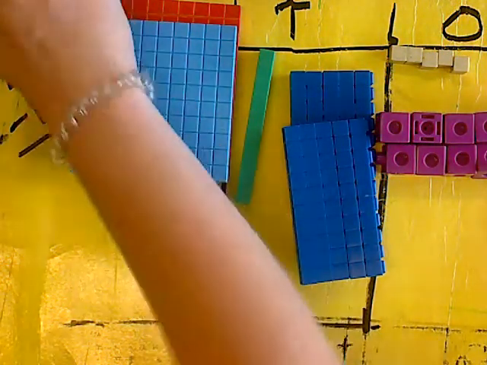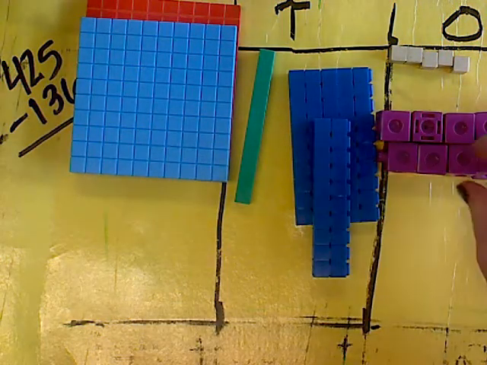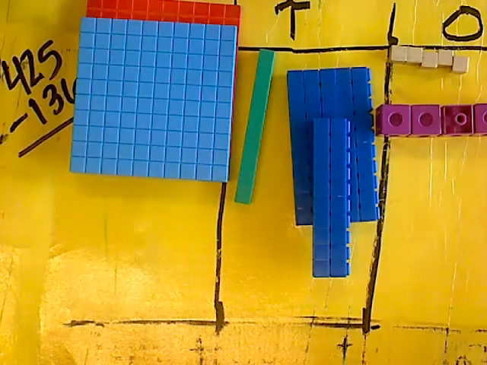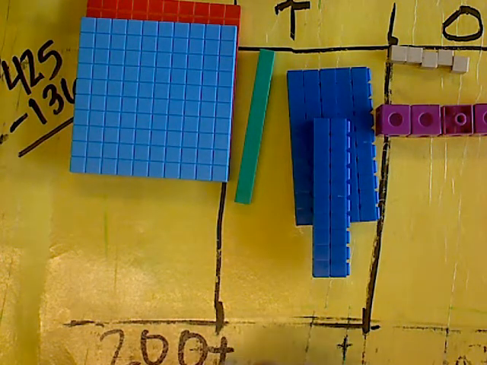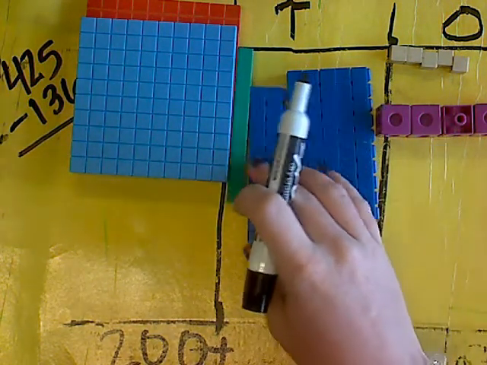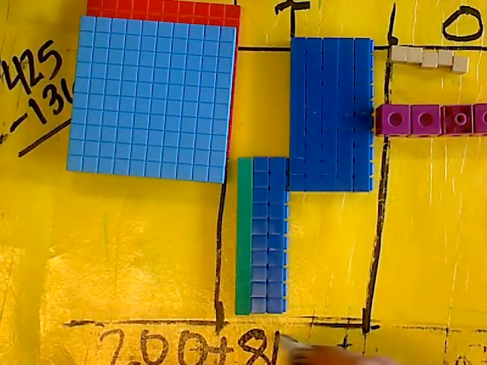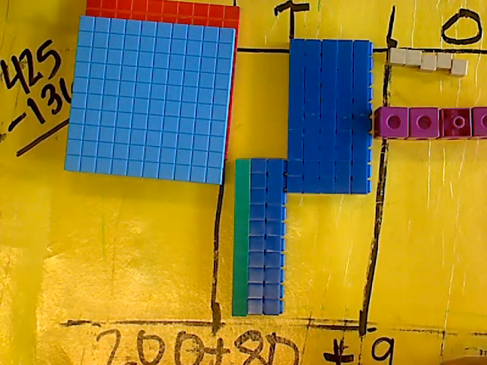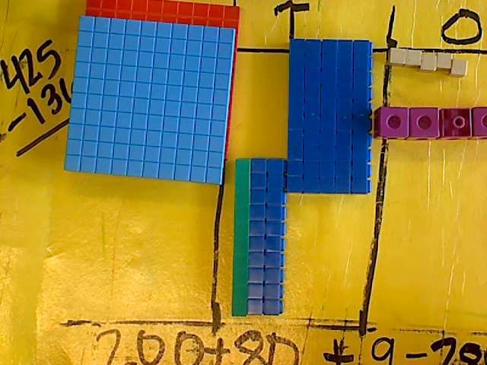That is 100, 3 tens, and 6 ones. My value of my hundreds is 200. I have 8 tens, which have a value of 80. And I have 9 ones, which have a value of 9. So the difference between 425 and 136 is 289.